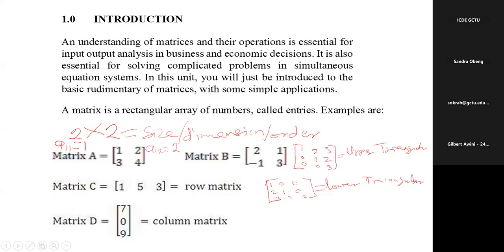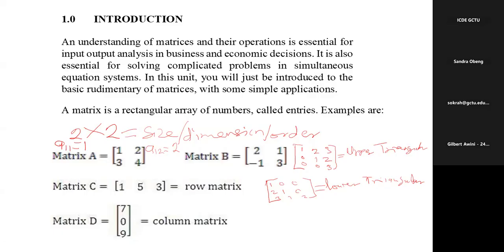Do you get it? Now, if I ask you to identify the element A12, A12 means you are to identify the element found in the first row, second column. And that element is what? 2. Okay. If I ask you to tell me the element A22, can somebody tell us A22? Which element is that? Yes, tell us. 4. That's correct. So if you see such simple questions, you should be able to answer.